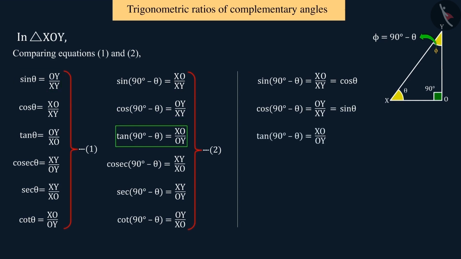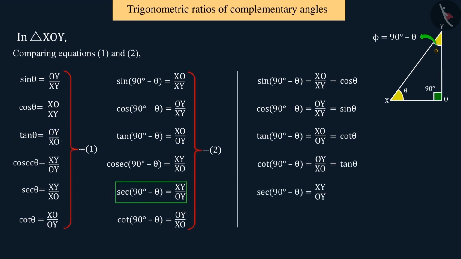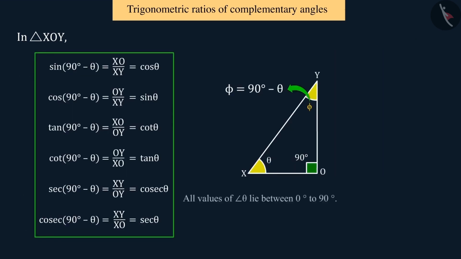Similarly, tan(90 degrees minus theta) is equal to cot theta. Cot(90 degrees minus theta) is equal to tan theta. Sec(90 degrees minus theta) is equal to cosec theta. And the value of cosec(90 degrees minus theta) is equal to the value of sec theta, where all values of the angle theta lie between 0 degrees and 90 degrees.